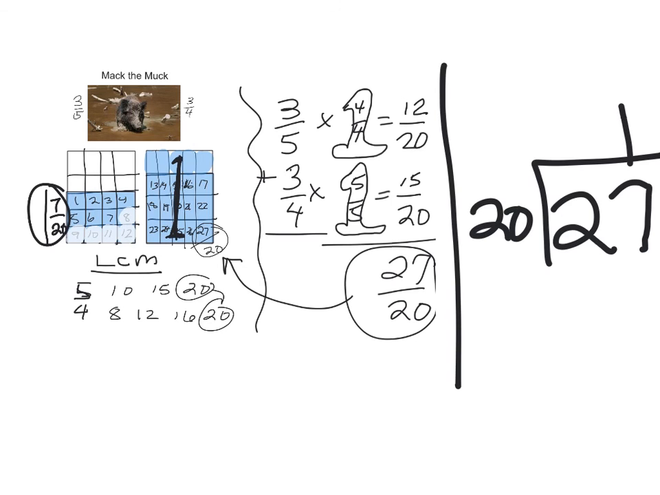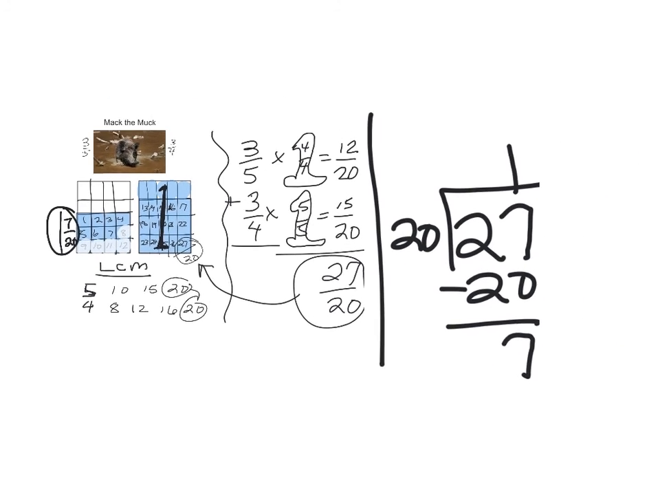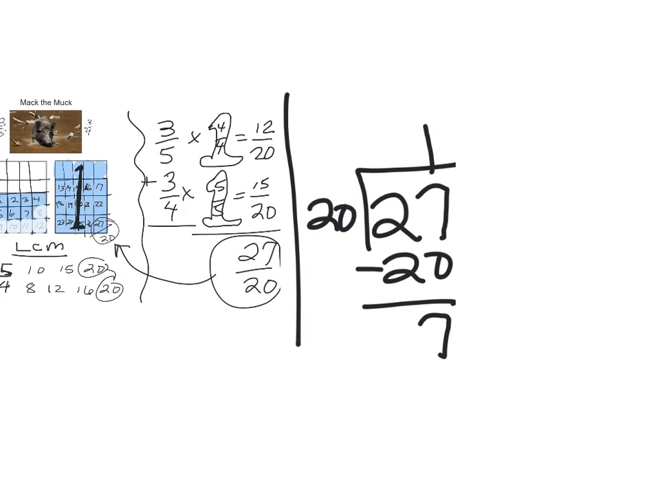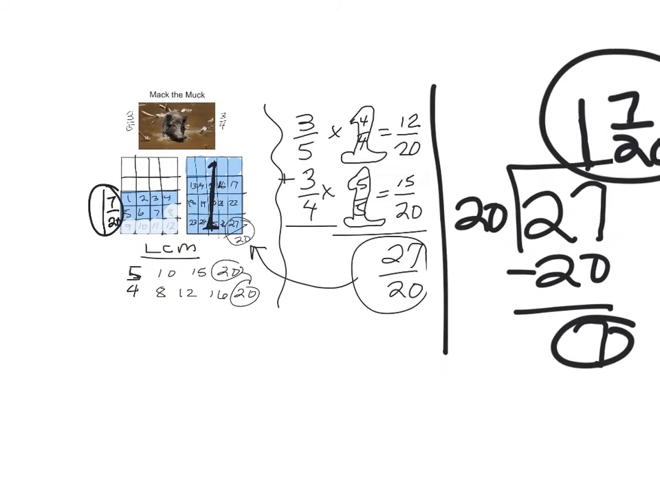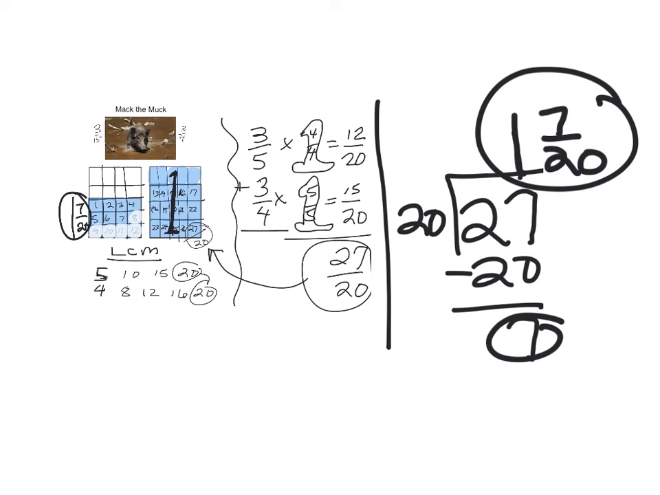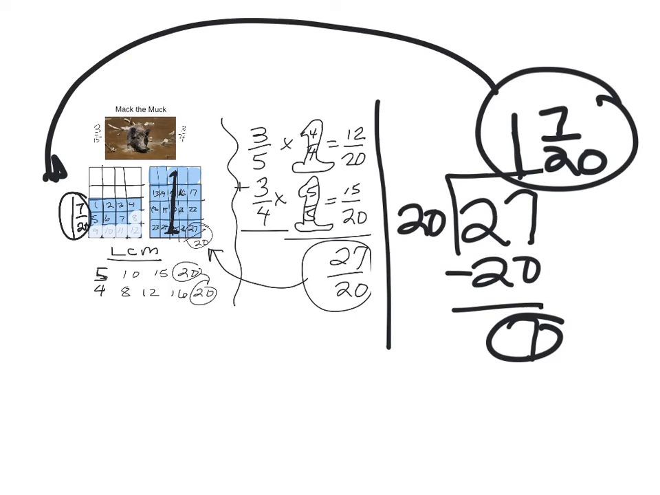And 20 will go in there 1 time, which gives me 20. I subtract that and I get 7. Now, here's what I do. I take my remainder, the 7, and I put it over my divisor of 20. And I have 1 and 7 twentieths. And lo and behold, that agrees with what I did here in my mathematical model. And I love it. I hope you do too.